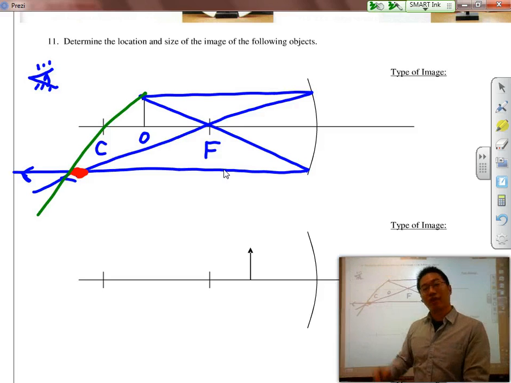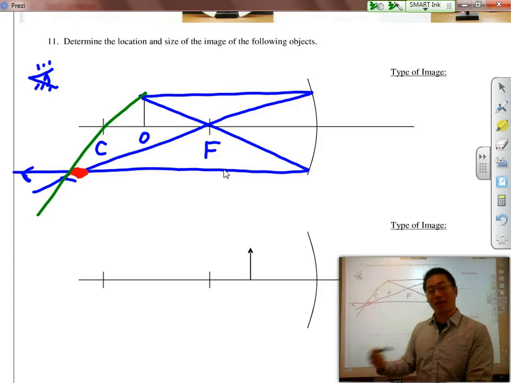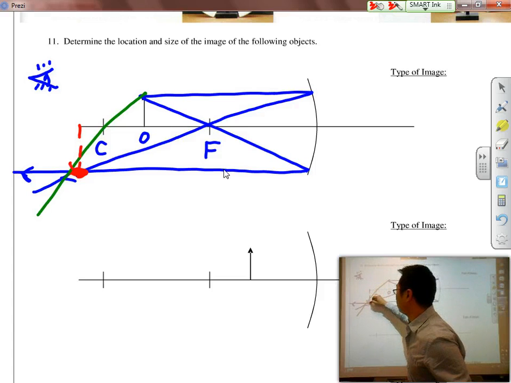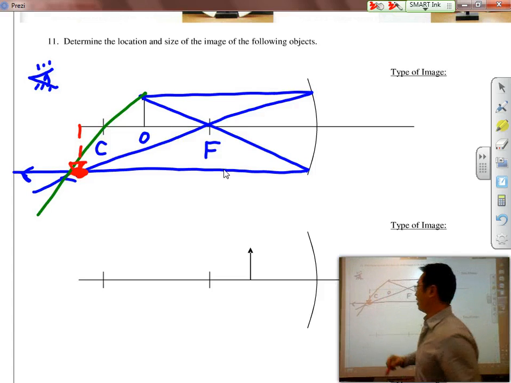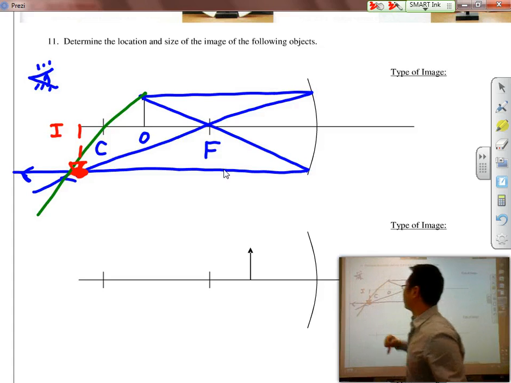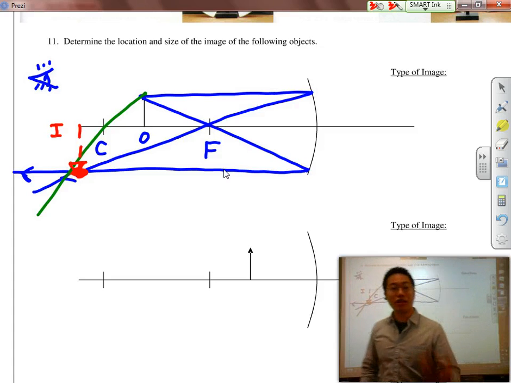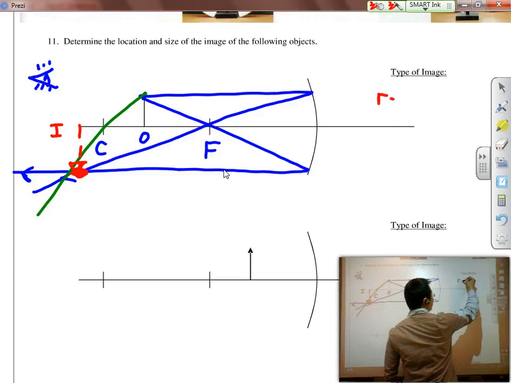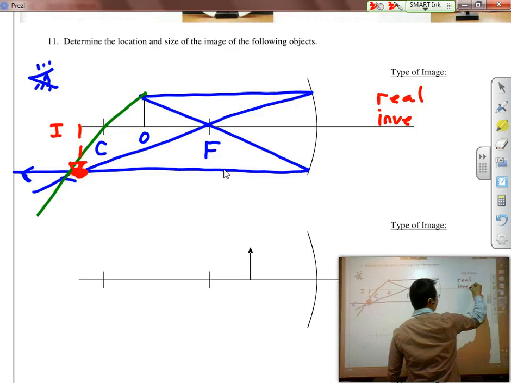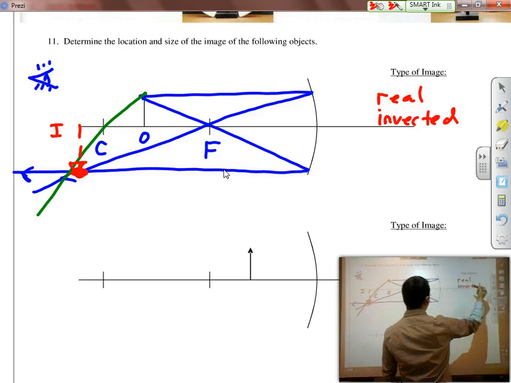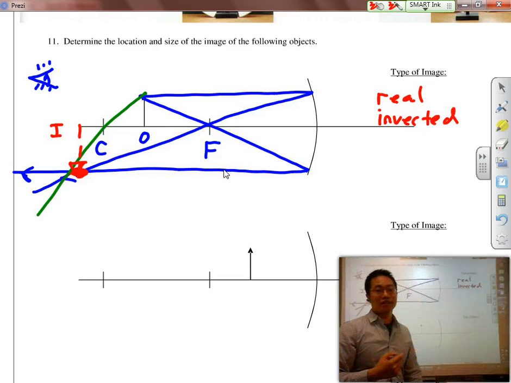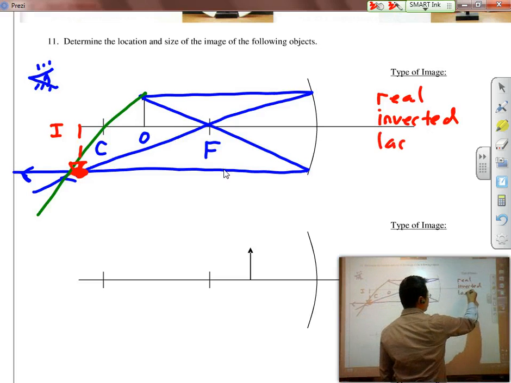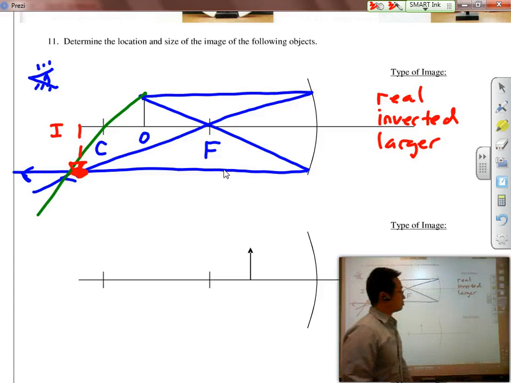Now notice the red dot is below the axis. So because it's below the axis, that means that the image is upside down. So here's the image. And of course, because the image is upside down and is created by the rays themselves, this is a real, inverted image. And in this case, hopefully you guys can see that it's slightly larger than the original arrow.